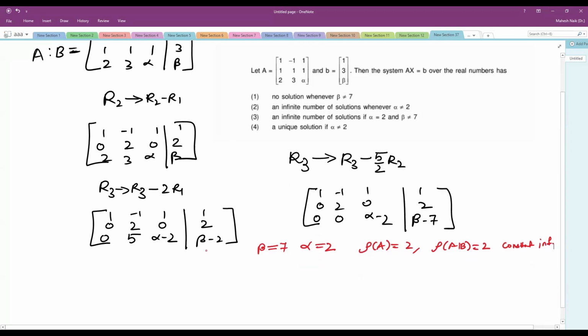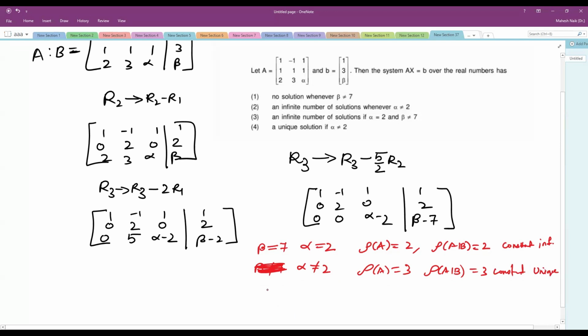Now let's go for other conditions where beta is not equal to 7 and alpha is not equal to 2. Once alpha is not equal to 2, the beta condition is not required, because if alpha is not equal to 2, the rank of A is going to be 3, and the rank of A augmented B, irrespective of the value of beta, will be equal to 3. So this will be consistent and will have a unique solution.